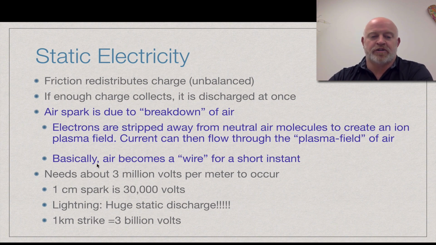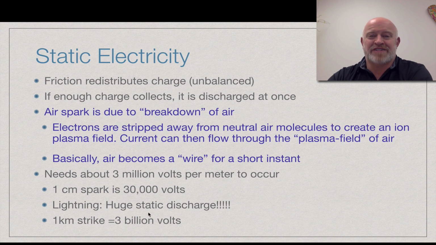If we look down here, we'll come back to this in a second. If we look down here, if you're going to get some static electricity to build up, you need 3 million volts for every meter for this to occur. Now, with static electricity in our world, right before you touch something, we're looking at micrometers or millimeters of space at the most before it's going to jump. It gives us a little bit of a shock, nothing that's going to affect our day. But lightning that lasts a kilometer means it has to have 3 billion volts of electricity running through it to make it happen. So it's a huge static discharge.